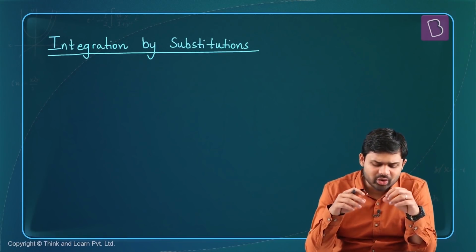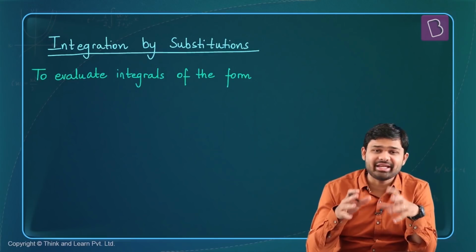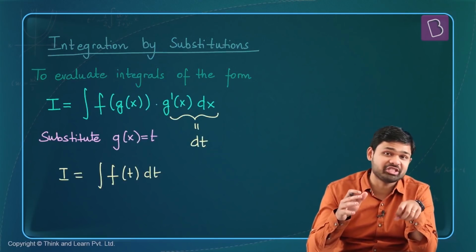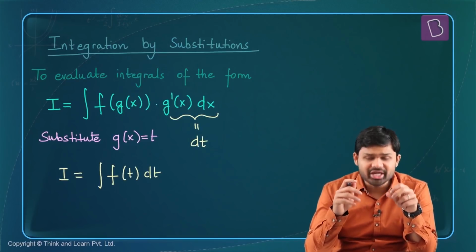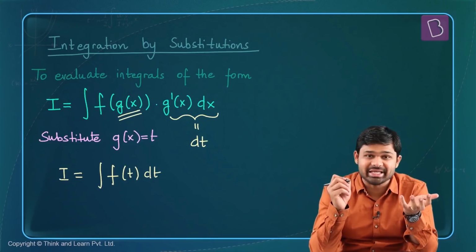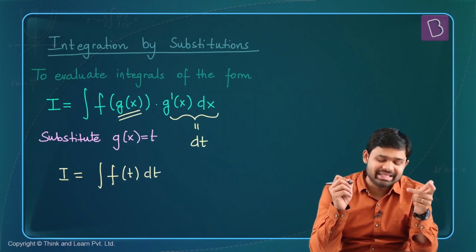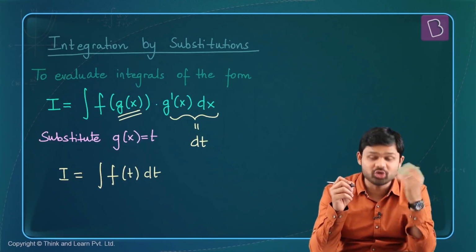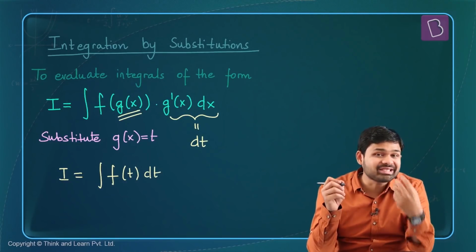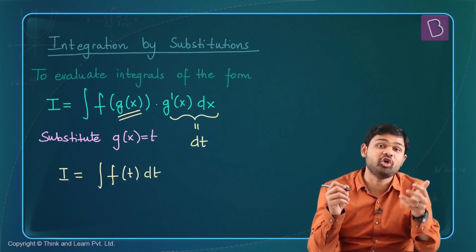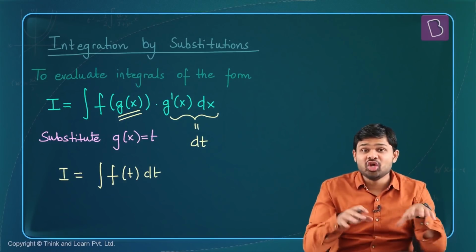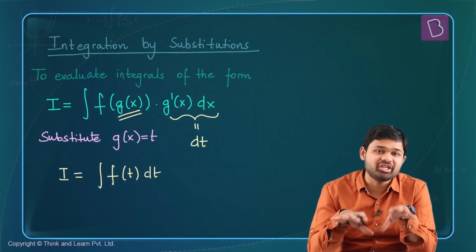In order to evaluate, let's say, an integral of the form f of g of x multiplied by g dash of x dx, what you can do is substitute g of x as a new variable t. Then g dash of x dx will be nothing but dt, and then you integrate f of t dt. Integrating f of t dt is much easier than integrating f of g of x multiplied by g dash of x dx. So that's what we do in integration by substitution.